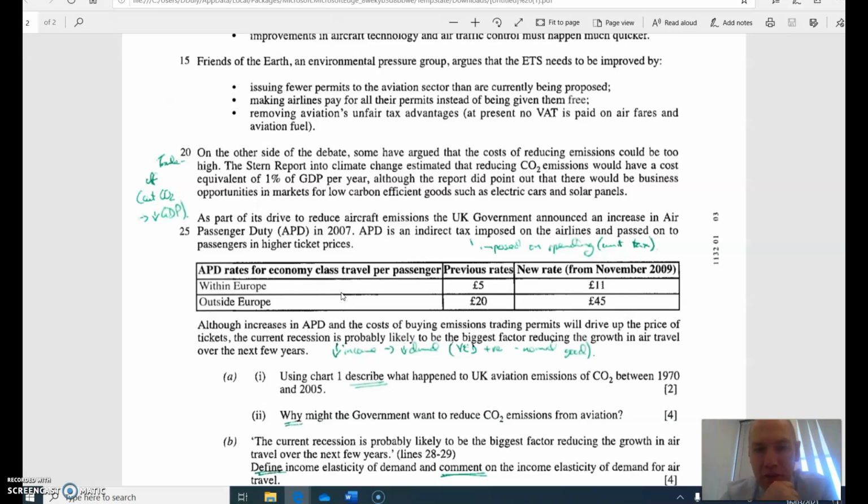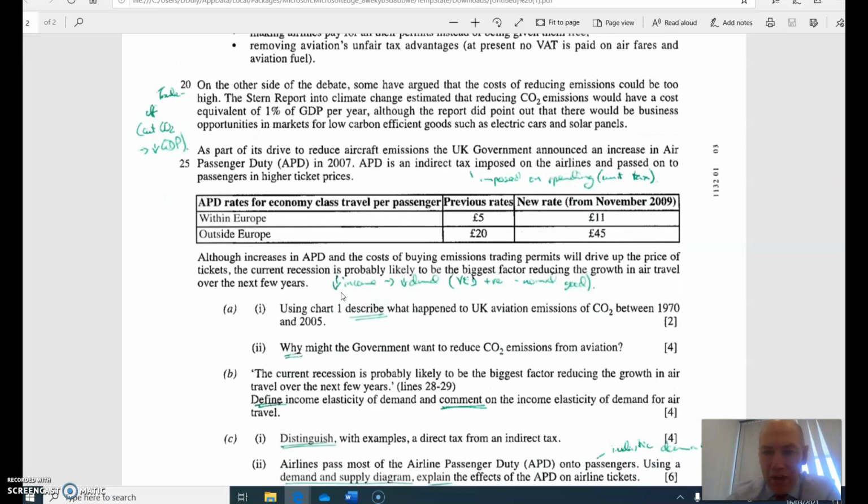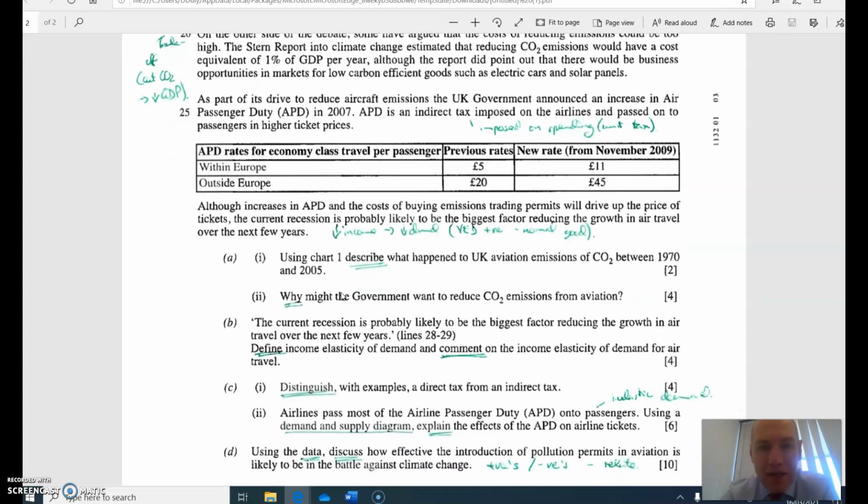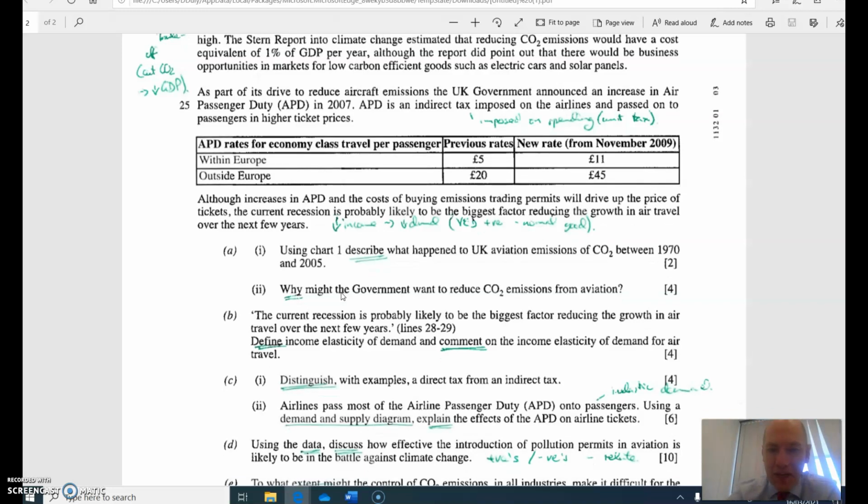As part of the drive to reduce aircraft emissions, the UK government announced an increase in air passenger duty. You should be aware air passenger duty is a unit tax. It's an indirect tax, so it's imposed on spending, like excise duties and so on, and it's passed on to passengers in the form of higher prices. Airlines will try and pass this on if they can.